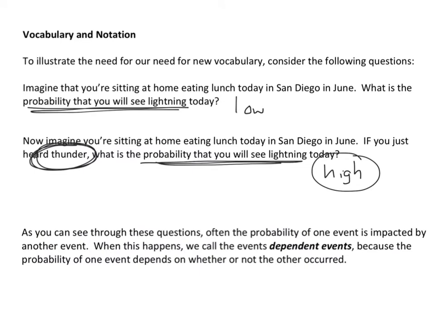So the first new vocabulary term that we're going to pick up today is called dependent events. Dependent events are effectively two events where the probability of one of them depends on the other one. So in this little mini example, if one of the events is seeing lightning and the other event is hearing thunder, those are definitely dependent events.